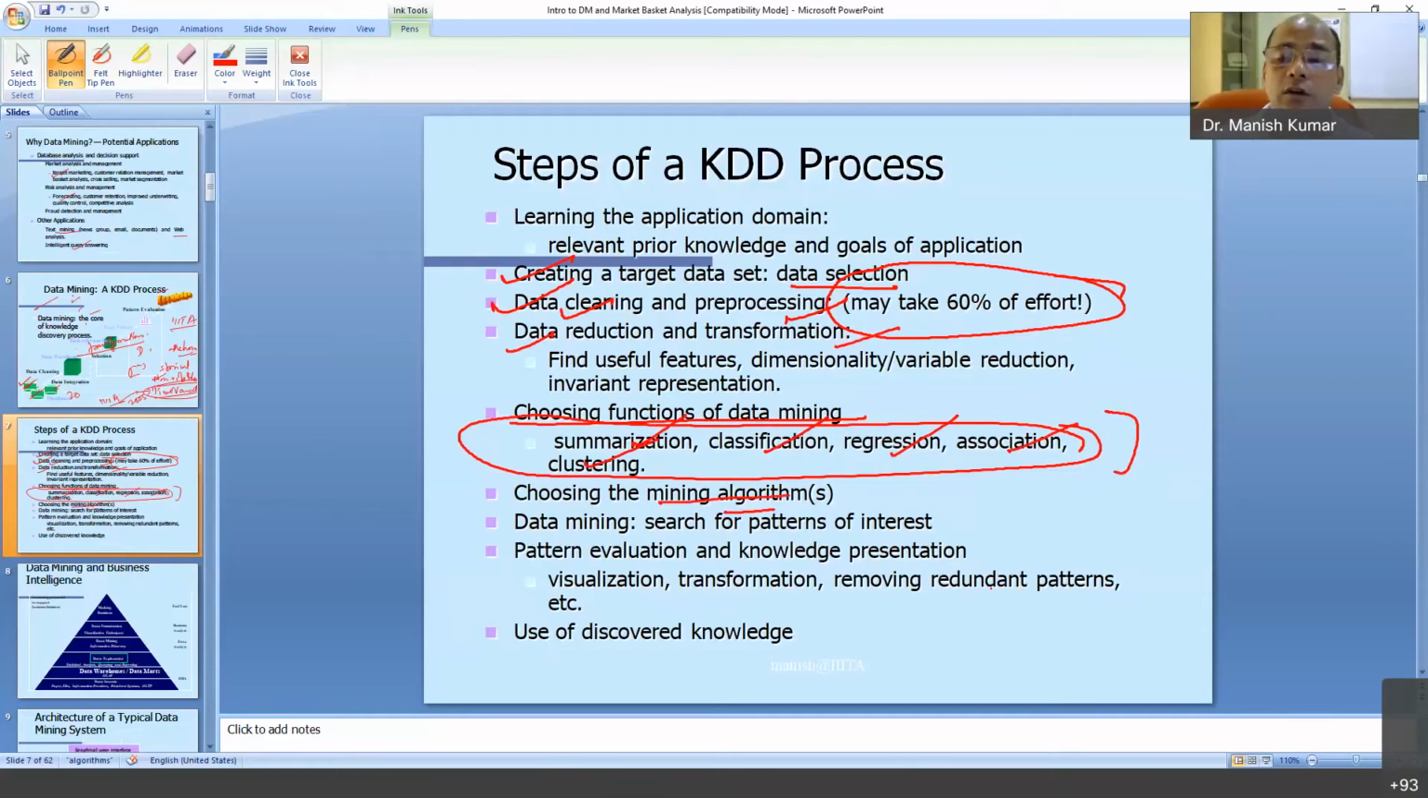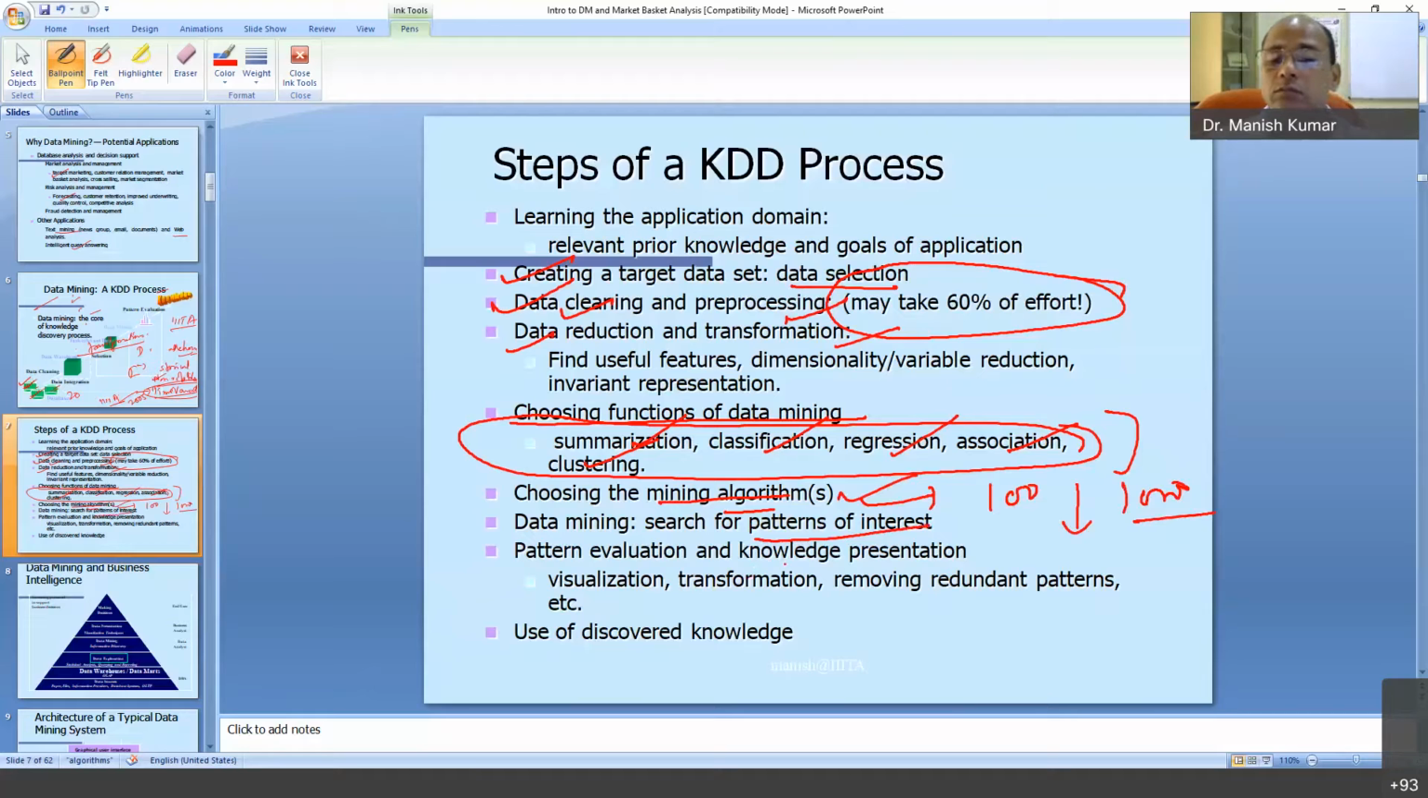It is very important to choose the right mining algorithm, because hundreds or thousands are available to you, and out of that you have to choose which one is good for you. That is actually the major issue in any sort of analysis.